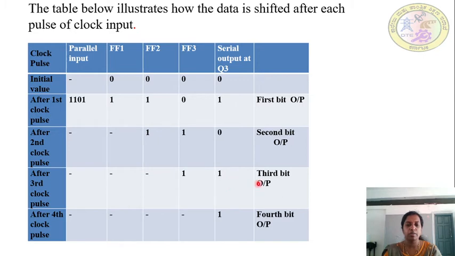This is the third bit output. Next, after the fourth clock pulse, there is no data bit to be inputted. So, FF1 is taken as blank, and the previous data of FF1 is shifted to FF2, the previous data of FF2 is shifted to FF3, and the previous data of FF3 is shifted to Q3. So, here the fourth bit output takes place.